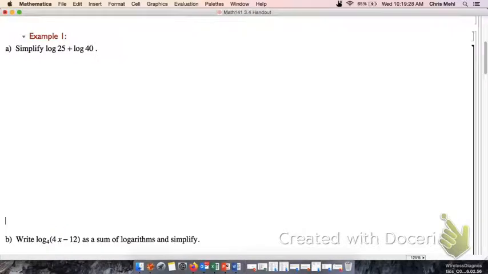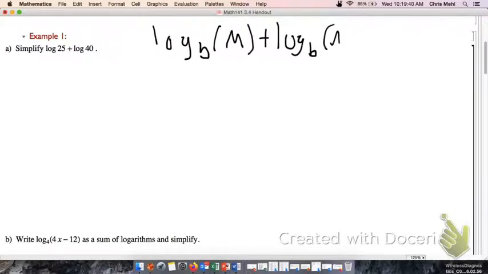Okay, so let's do some examples seeing how to use this property. Example 1, I'm supposed to simplify log of 25 plus log of 40, and I'm going to do that using the property mentioned above. Now, this property goes both ways. So here's the property itself. Log base b of capital M plus log base b of capital N is log base b of the product M times N.